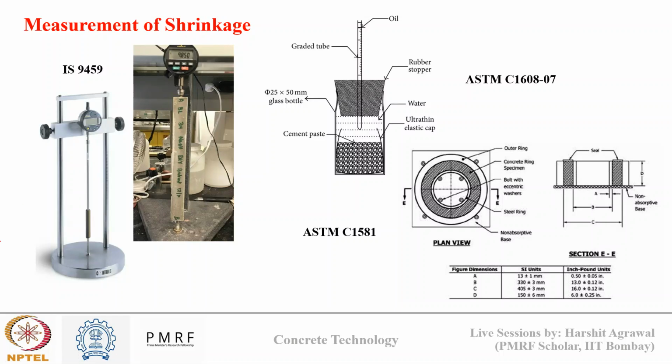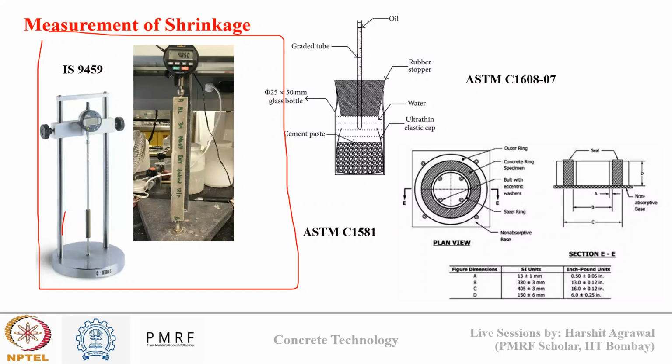So in the first two images you can see the setup of a length comparator. This is known as the length comparator, which is based on IS 4959. So how is shrinkage determined here? In this, a concrete prism sample is cast and cured under standard conditions first, and after the curing period, its initial length is determined.